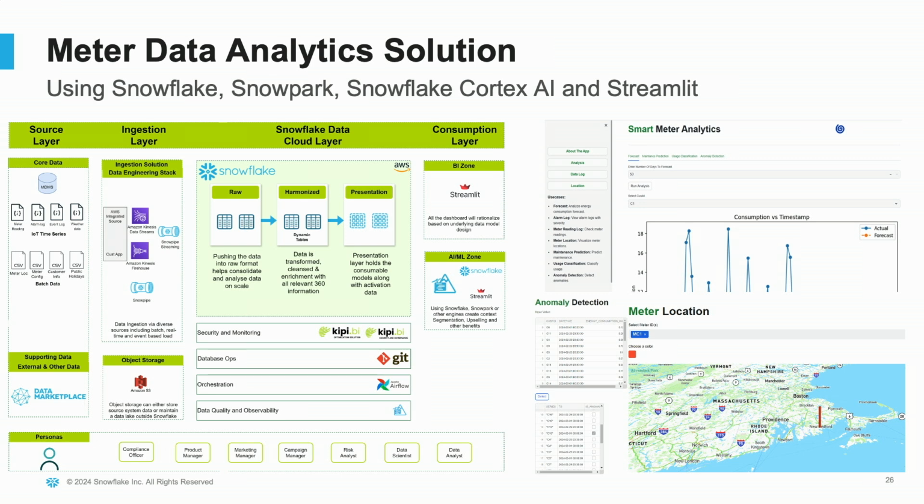So we start with Snowpipe streaming. We get the streaming data in. We get the batch data in using Snowpipe, the usual Snowpipe. Once we have it, we move it to multiple layers, as you can see. And we use dynamic tables for flattening and data modeling on the fly as we are doing it.